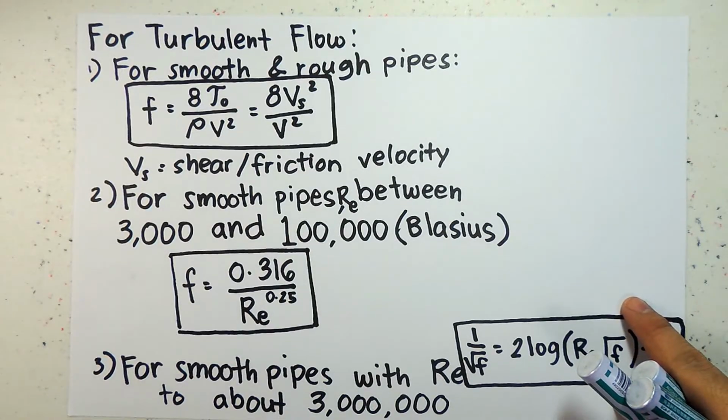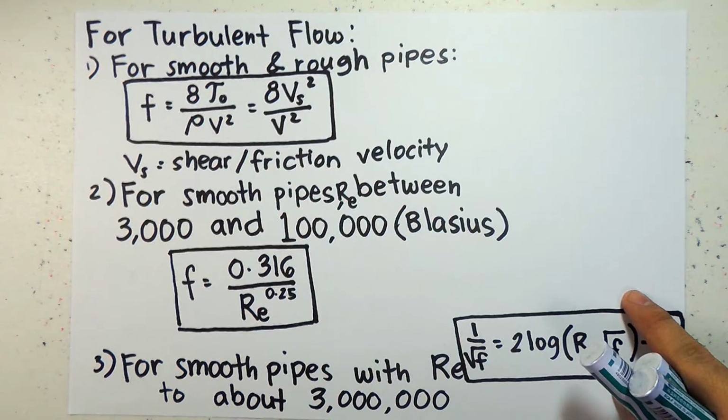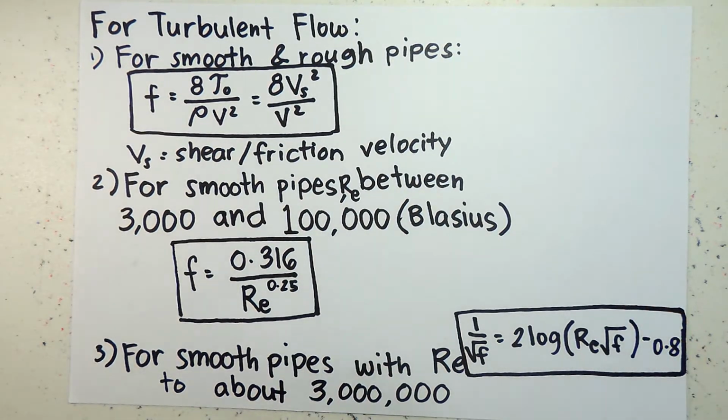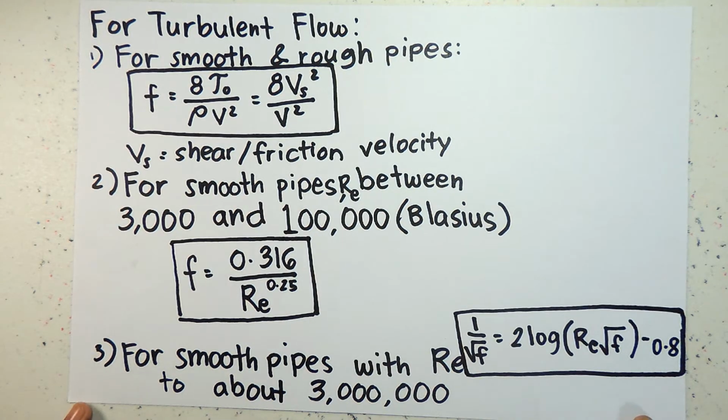So sinulat ko na lang siya kasi these are all empirical formulas. And for sure, hindi naman natin to magagamit halos lahat. Pero yung ibang formulas dito ay may nakalagay na condition. So para sa number 1 ay for smooth and rough pipes.